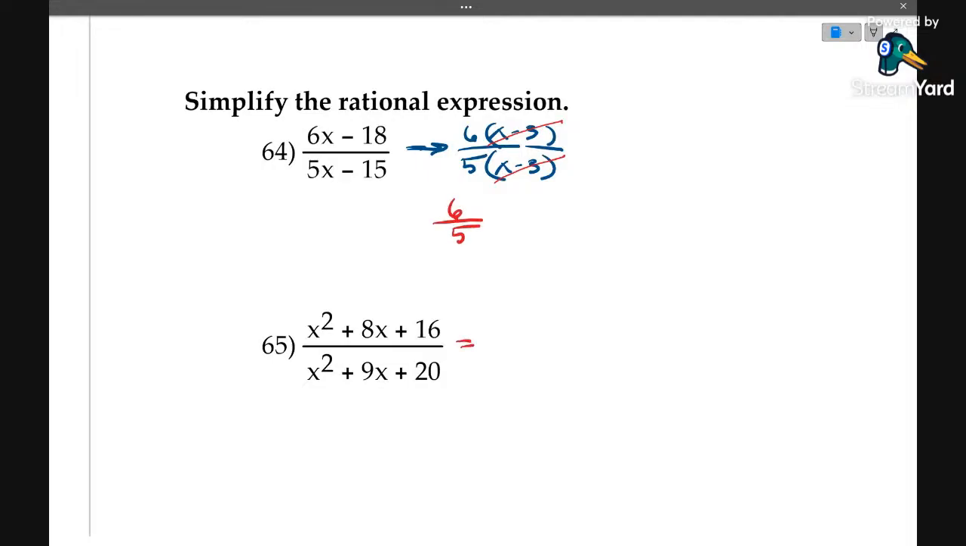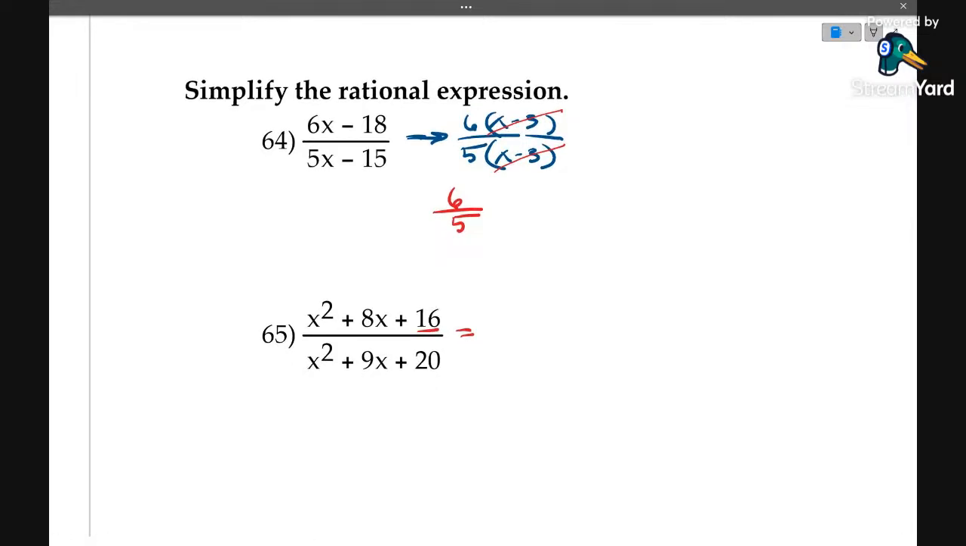Numerator, we want to factor the trinomial, so we have a product of 16 and a sum of 8. That's going to be 4 and 4, so it's x plus 4, x plus 4. And then the denominator, a product of 20 and a sum of 9. That's going to be 5 and 4. So x plus 5, and x plus 4. We have a common factor of x plus 4, so we can eliminate those, leaving us with x plus 4 over x plus 5.